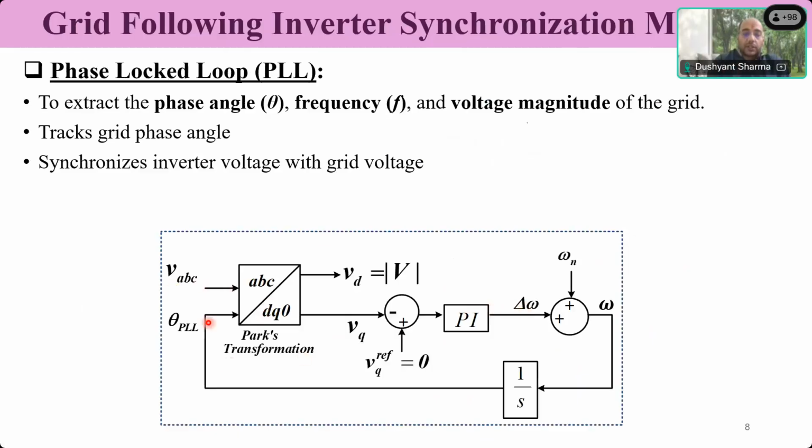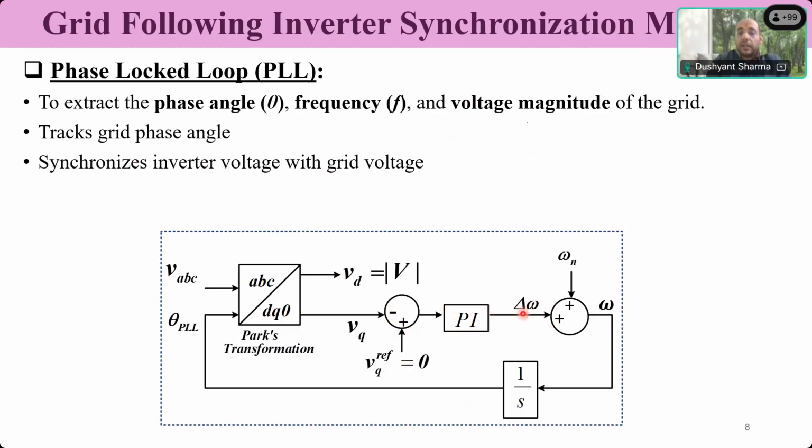So what happens? We have ABC to DQ conversion, which is called the Parks transformation. This ABC to DQ conversion will give me the VD quantity and the VQ quantity. My target is to make this VQ quantity 0, so that I know that my D axis is completely aligned with the A phase axis. Now there will be an error. This error will be given to a PI controller. Very simple PI control architecture.